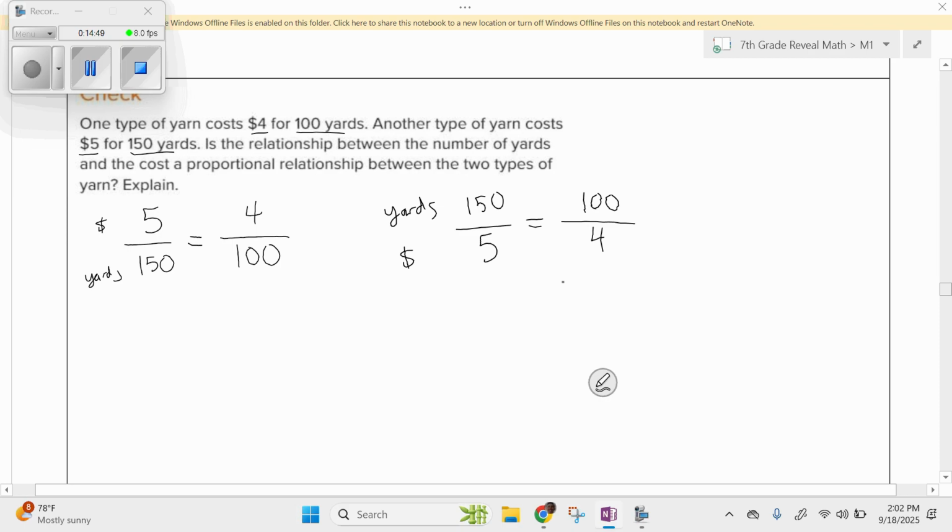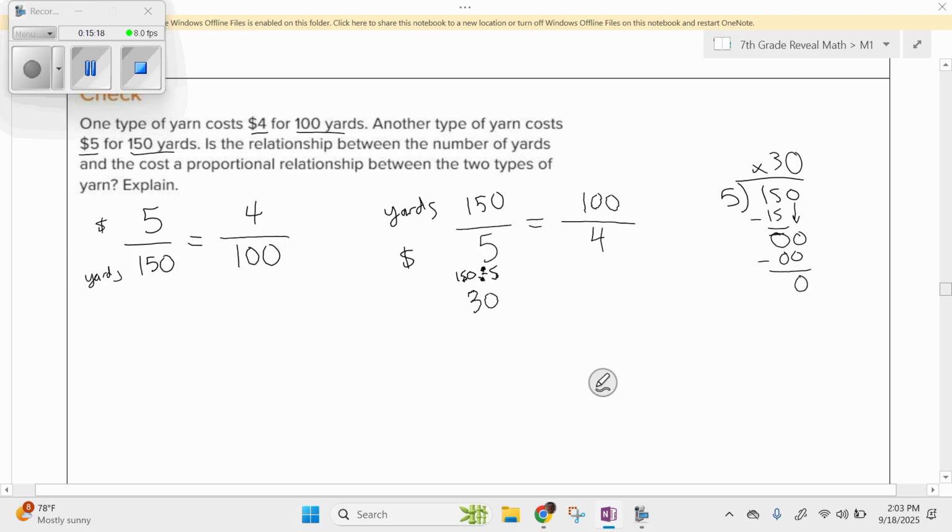150 divided by 5 is a simple problem, 30. If you have to do the long division, 5 goes into 15 3 times. 3 times 5 is 15. Subtract, we get 0. We bring it in. 5 goes into 0 0 times. Multiply, subtract.